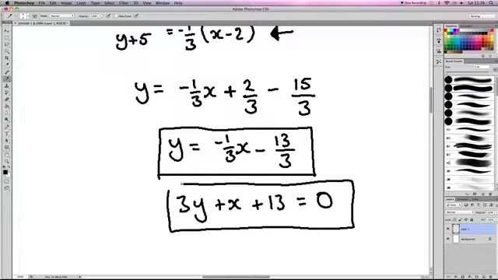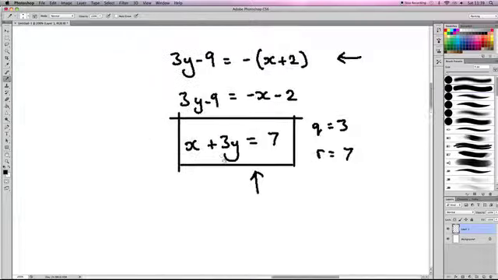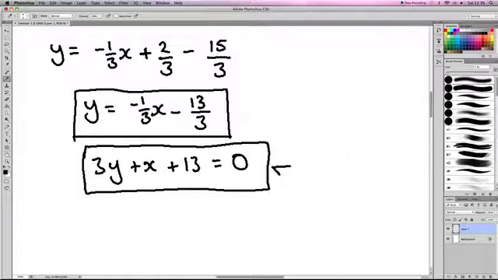Probably because your previous answer is in ax plus by equal to c or plus c equal to 0, it's probably wiser to go for this answer right here. I'll come and check that in a moment.